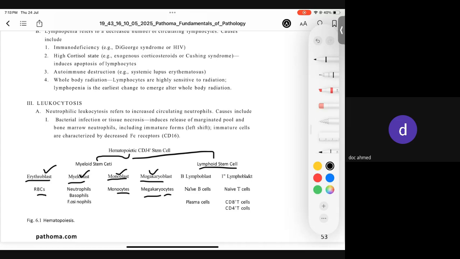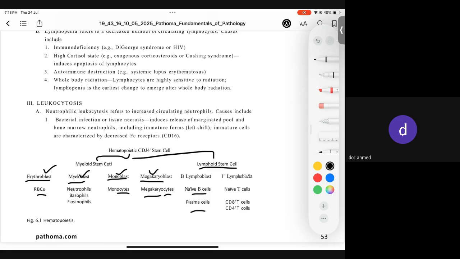Then we have our lymphoid lineage. We discussed the lymphoid lineage in big detail in our immunology section. We have B lymphoblasts and T lymphoblasts. Again, they are immature B cells and immature T cells. Then immature B cells are further going to be converted into naive B cells, and naive B cells further are going to be converted into plasma cells.